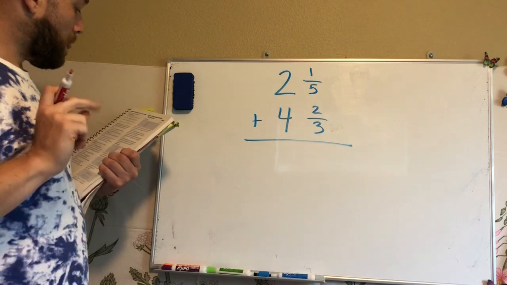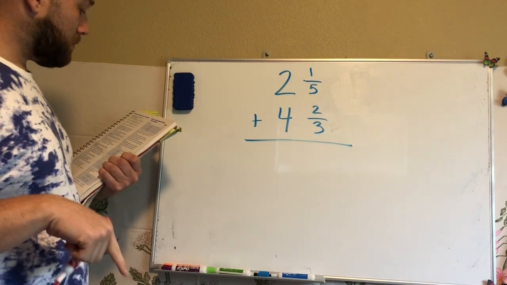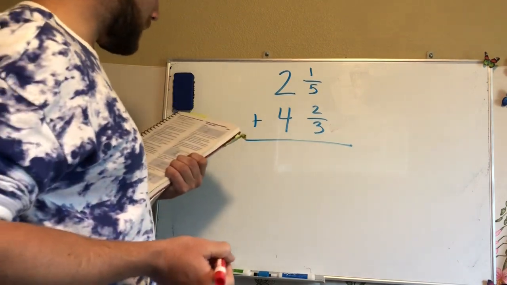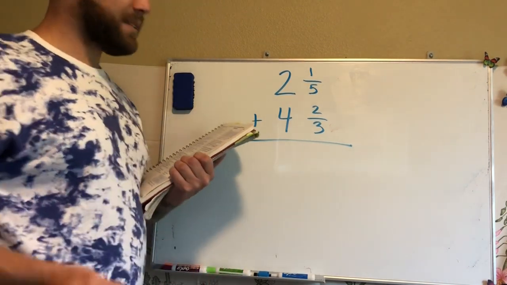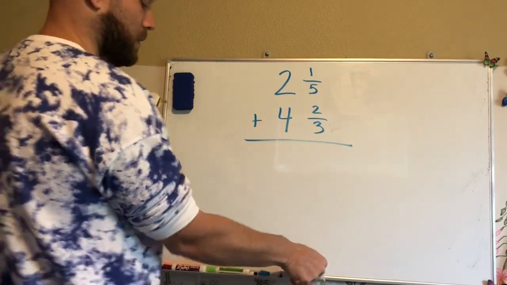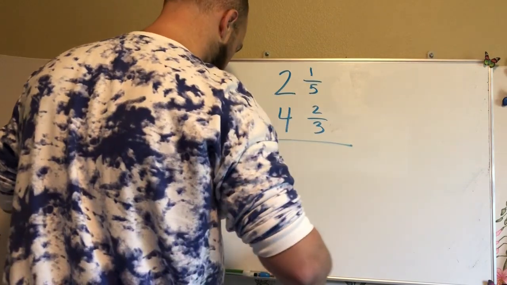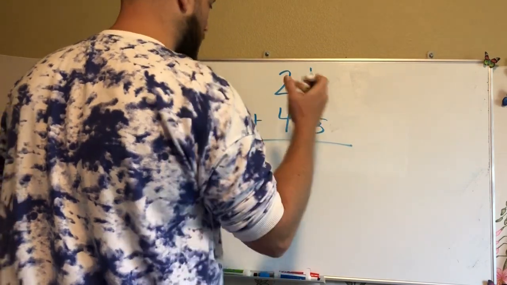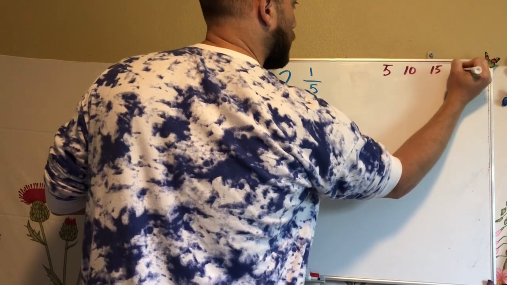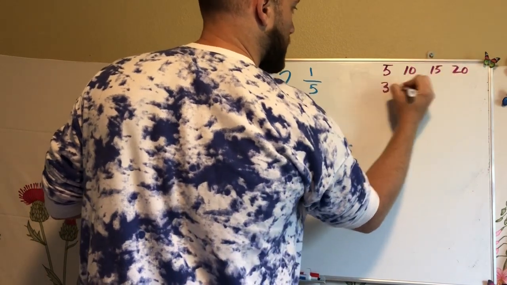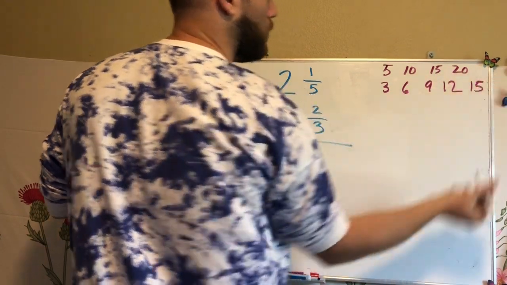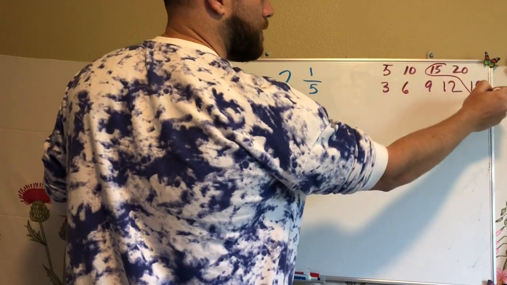So, we can't add the fractions because 1/5 and 2/3 can't be added together, so we'll find the lowest common denominator by counting by 5s and 3s because those are the denominators, so we gotta find the first number that they both have. So let's count by 5s. I'll do this in purple. I'll do it right here. So we have 5, 10, 15, 20. And for 3s, we have 3, 6, 9, 12, 15. What number do they both have? 15.